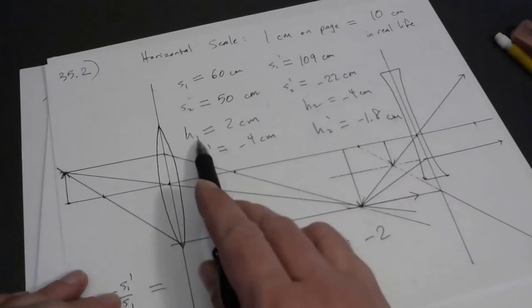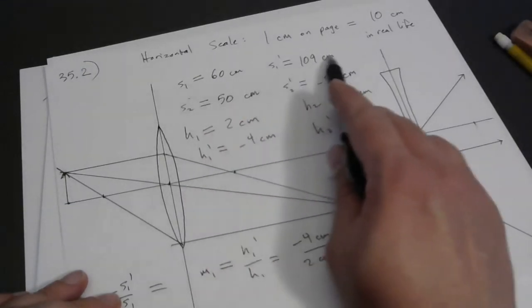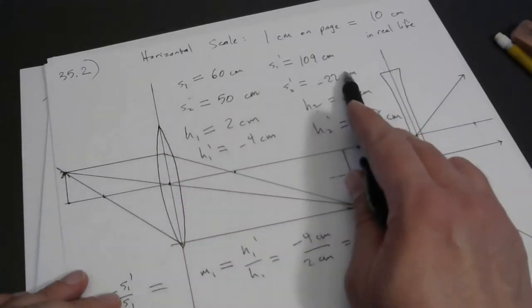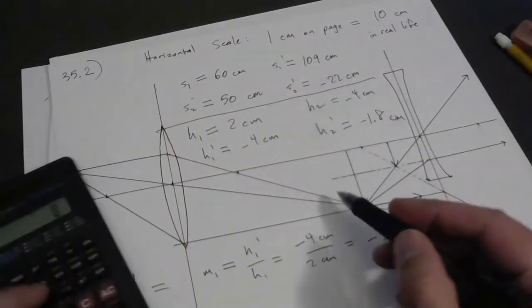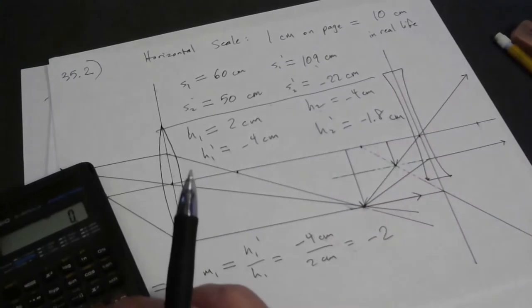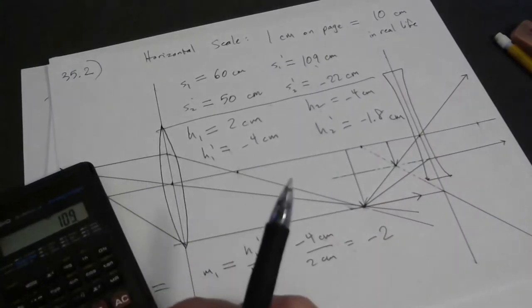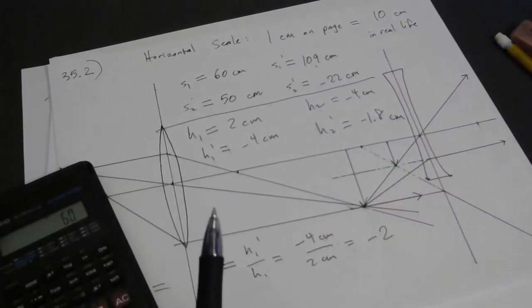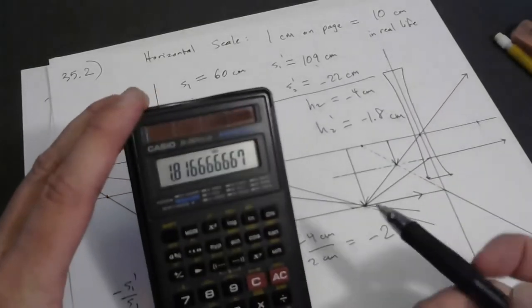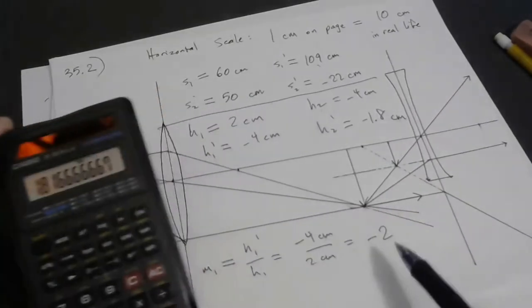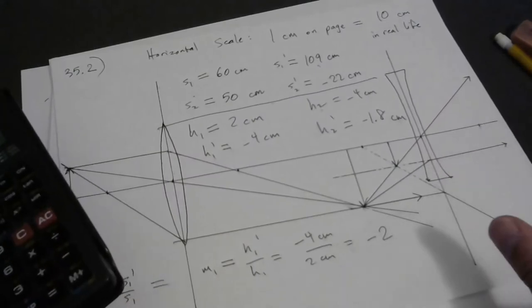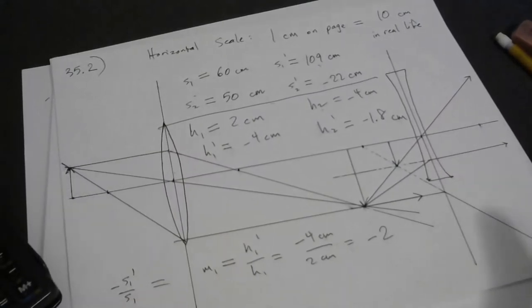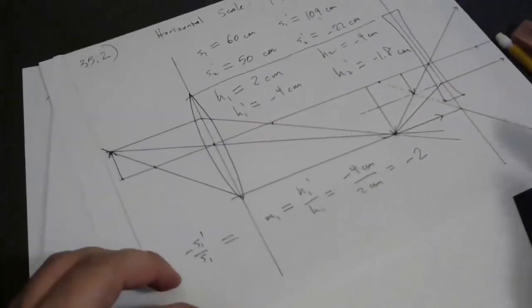and I realized I kind of, here I was going lens one across a row, lens two across a row, and then I switched to column. Sorry about that, it's a little confusing. S1 prime over S1, so 109 divided by 60, 1.8, I left out the minus sign. 1.8 is not quite the same as two. So remember, the thin lens equation will give you more exact results than the ray tracing.